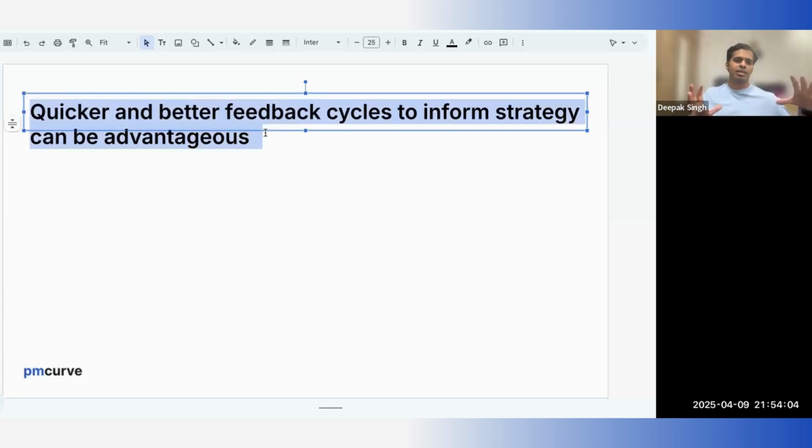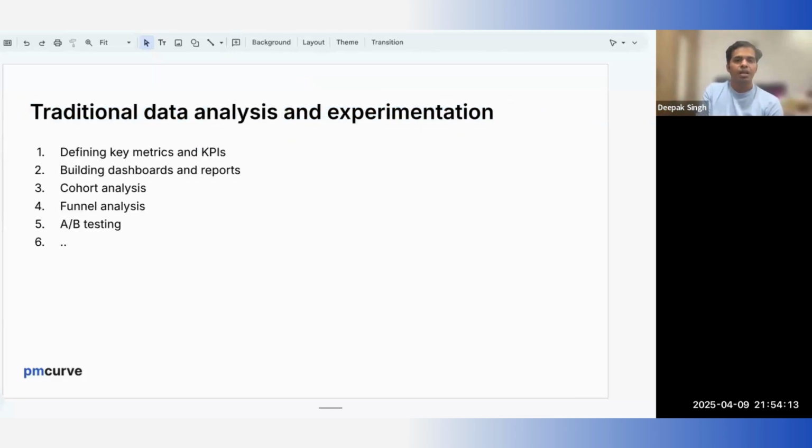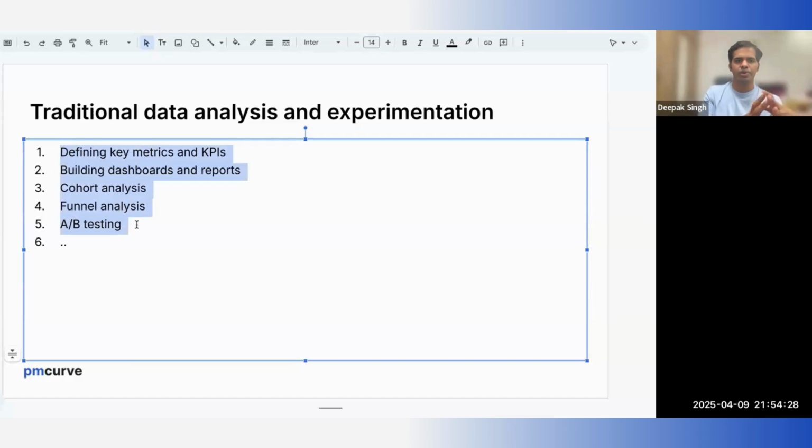Just summarizing it, you will get quicker and better feedback cycles so that you can inform strategy, which can be very, very advantageous for you. Now, there are a couple more things. One is data analysis and experimentation. While it is not one of their responsibilities, it is something which very strongly affects growth PMs. In data analysis, we were looking at key metrics and KPIs, dashboards and reports, cohort analysis, funnel analysis, A/B testing, and all that.